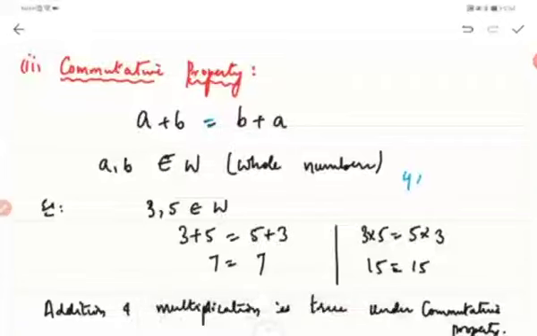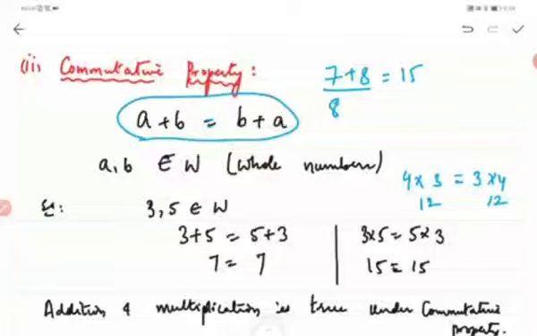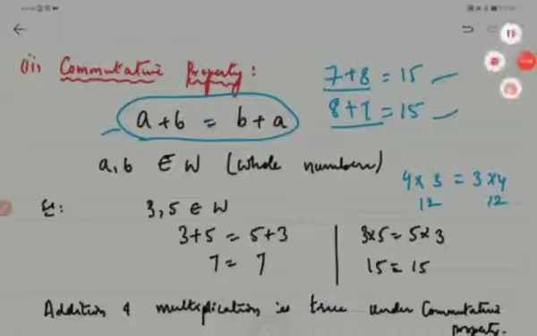If I take one more example, 4 multiplied by 3 will be equal to 3 multiplied by 4, isn't it? This is also 12, this is also 12. If I take 7 plus 8, how much will you get? 15. If I interchange the same numbers, because the commutative property is A plus B equal to B plus A, this will be 8 plus 7, this is also 15, isn't it? So commutative property is true only under addition and multiplication.